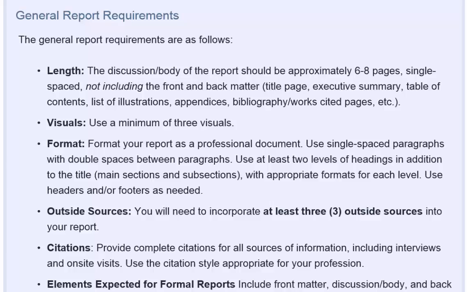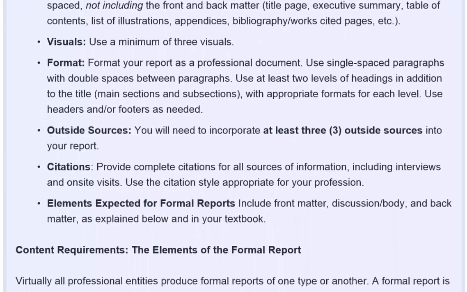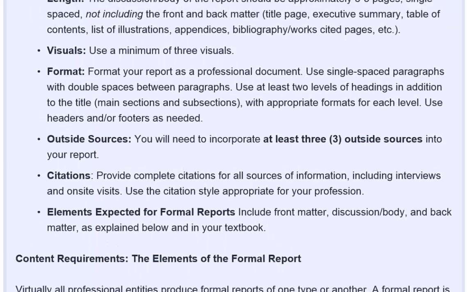As I said, this report is very lengthy and work intensive. It is going to be 6 to 8 pages in length, single spaced, and that does not include the front and back matter. What I mean by that is that the table of contents, the cover page, the references page, all of that stuff is not included in that length requirement. 6 to 8 pages of actual content. You also need to use a minimum of 3 visuals. No, I don't mean clip art. You need to format and design the report according to the rhetorical situation.